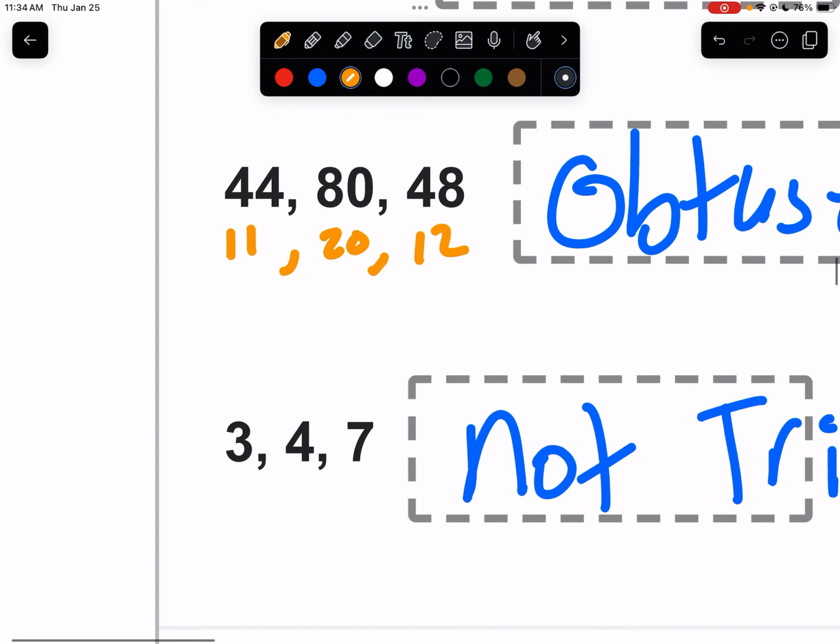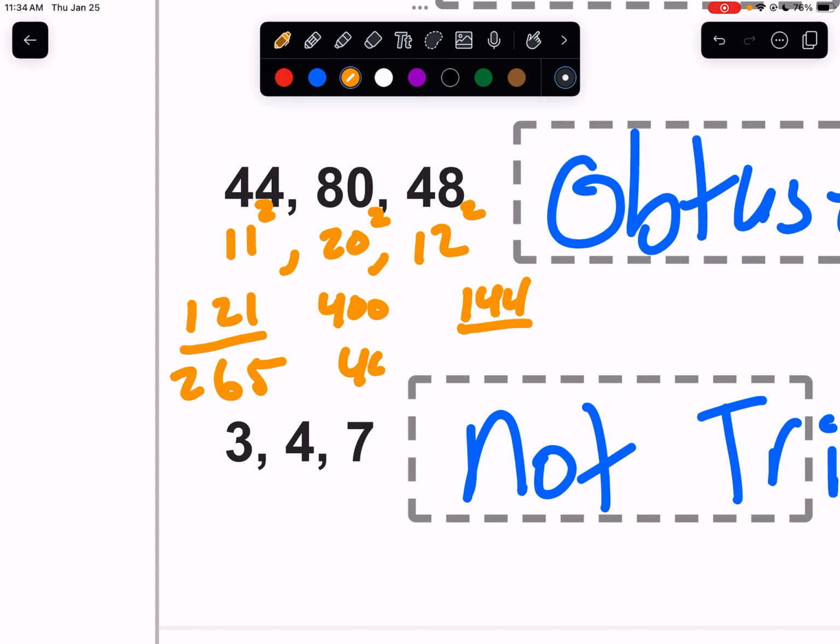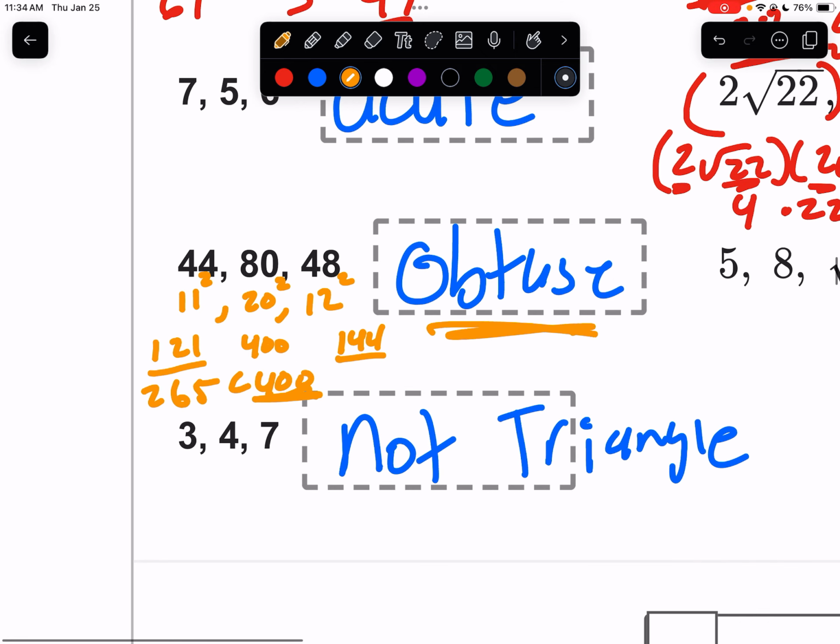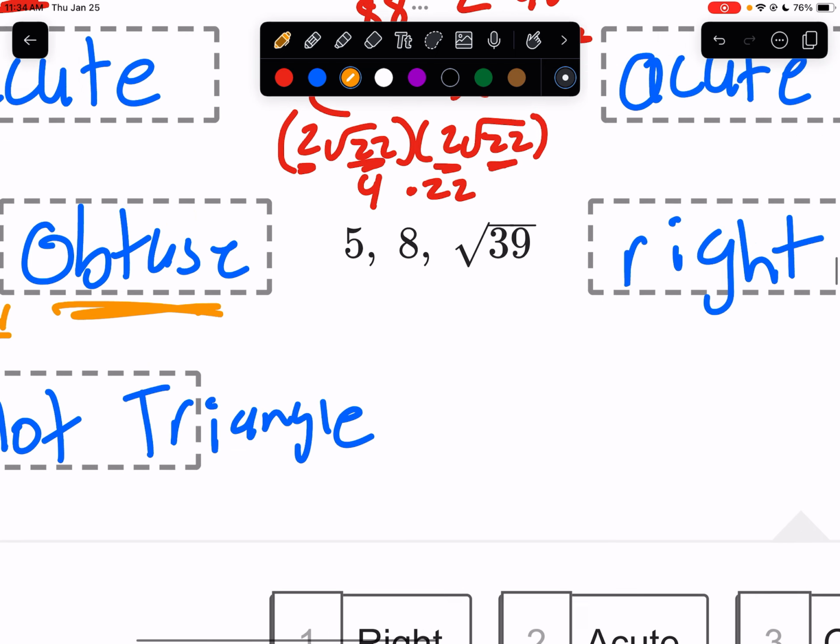I'm going to do my numbers on that. So I'm going to do 11 squared, 20 squared, and 12 squared. That'd be 121, 400, and 144. So I'm going to add the two smallest ones together. That'd be 265 versus 400. Well, 400 is way bigger. That is going to be obtuse.